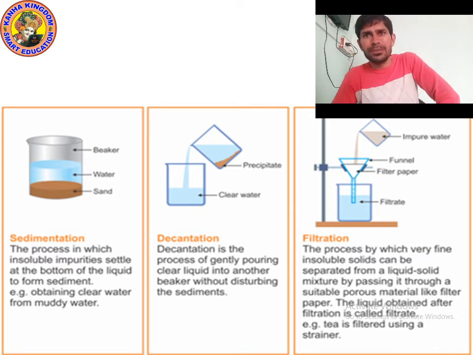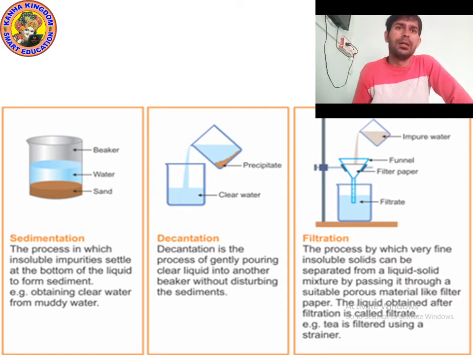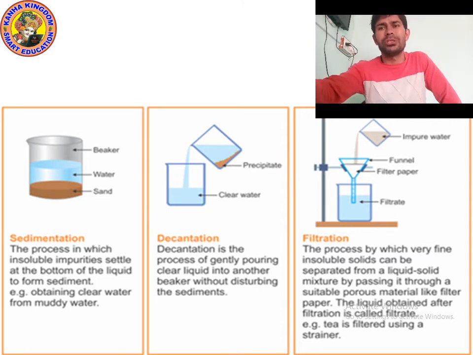Sedimentation is a process in which insoluble, heavy particles and impurities settle down at the bottom when we keep the beaker without disturbing it. And decantation is the process in which we gently pour the clean liquid into another beaker without disturbing the sediments, or you can say without disturbing the impurities. Now let's talk about filtration. Let's move on to the next point.